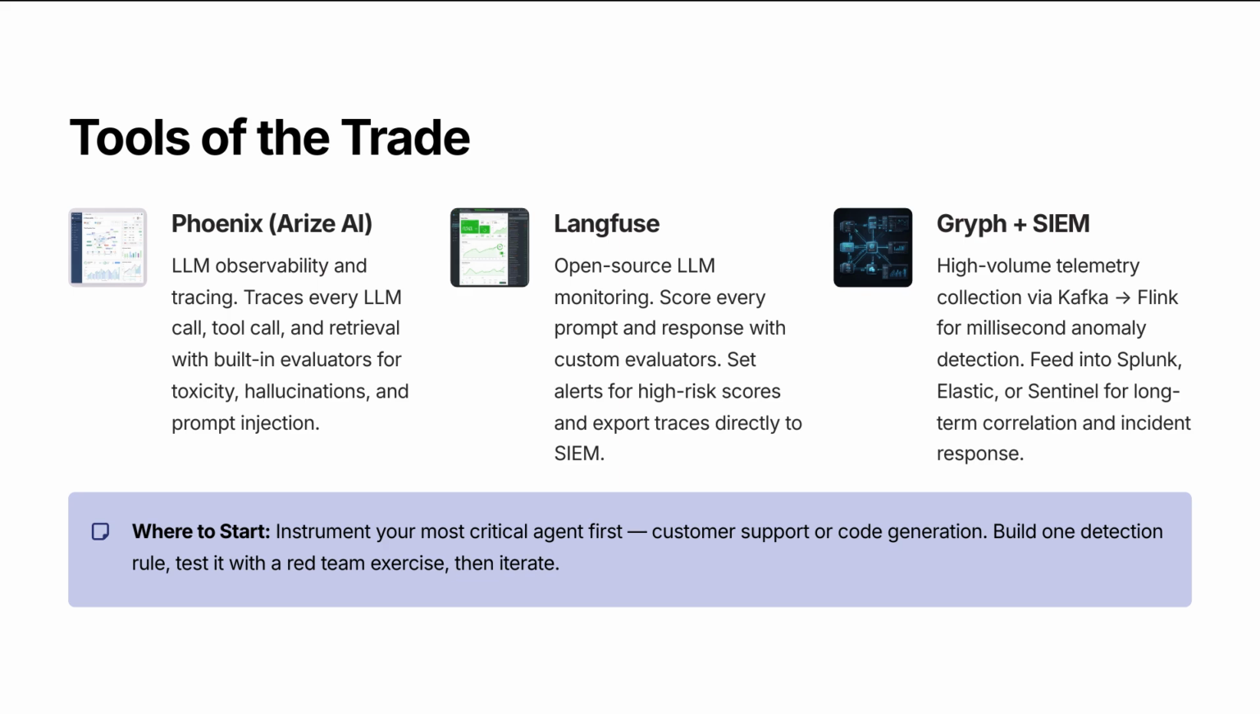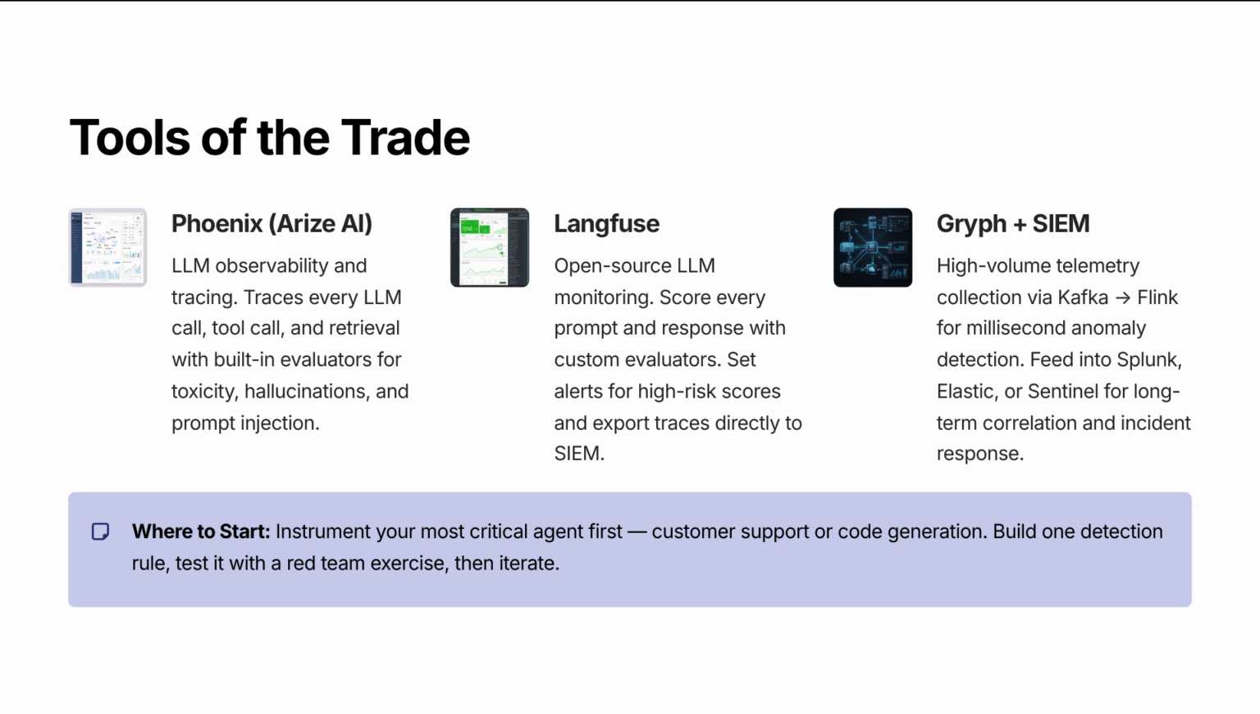Here are practical tools you can use to operationalize detection and response for LLM security. Phoenix from Arize AI gives you observability and tracing across the full agent workflow. It can capture each LLM call, tool invocation, and retrieval step, and it includes evaluators for issues like toxicity, hallucination, and prompt injection. That makes it useful when you need visibility into what the model actually did and where risky behavior began.